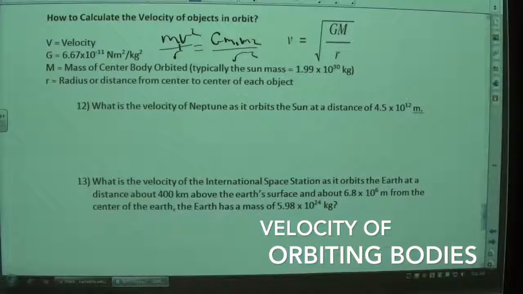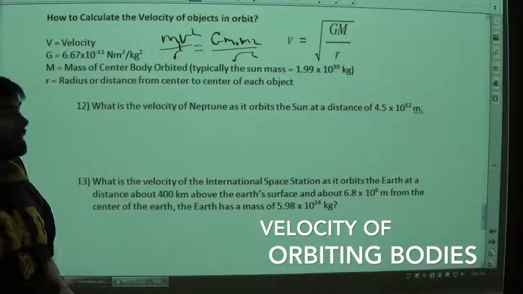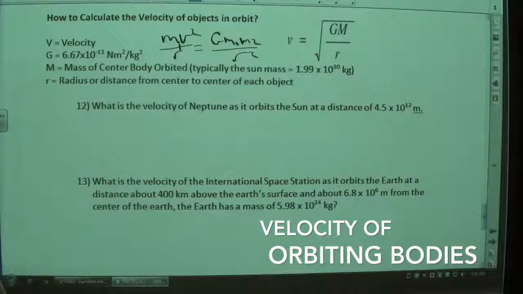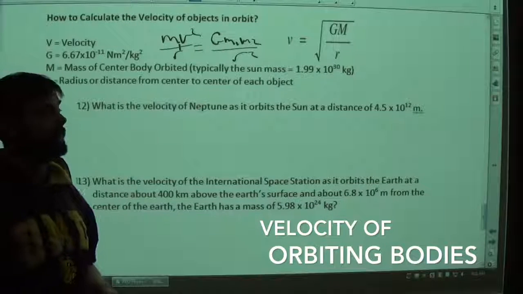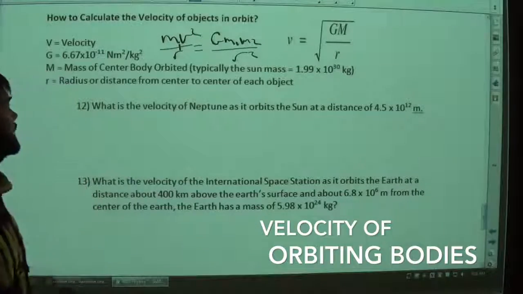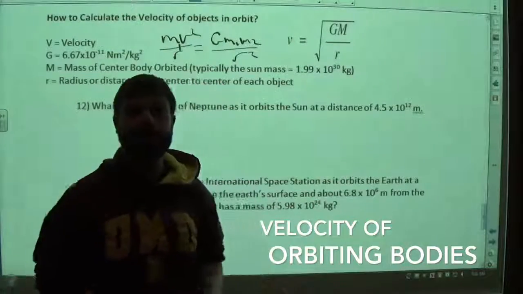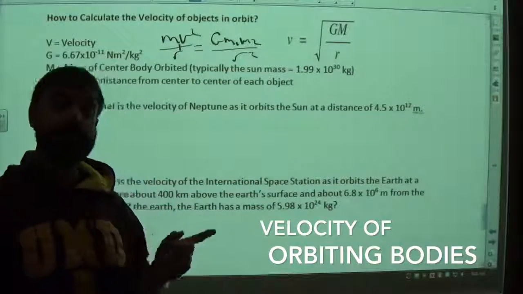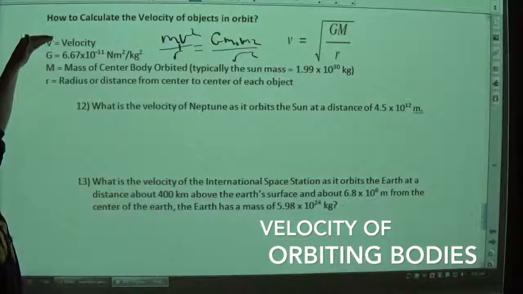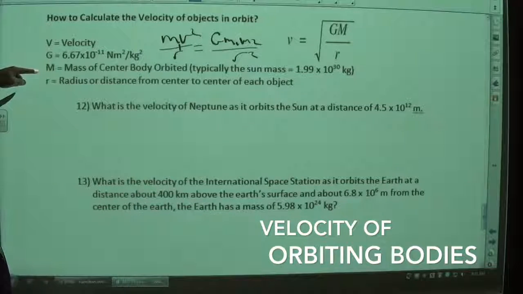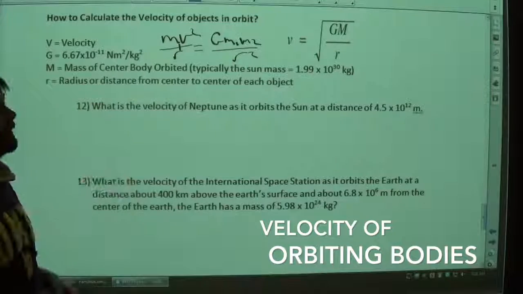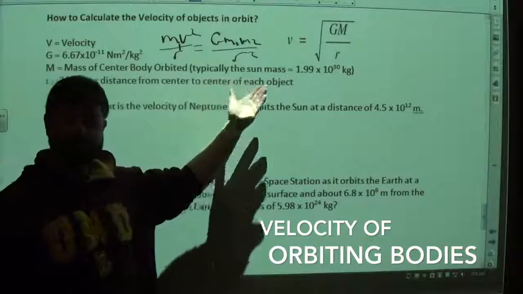Take a look at example number 12. It's asking what is the velocity of Neptune as it orbits the Sun at a distance of 5.4 times 10 to the 12th meters from the Sun. Now, they don't give us the mass of Neptune and they don't have to, but we do need to know the mass of the Sun. So I did list some of that up here, and again, this large M is the mass of the center body orbited, typically the Sun.